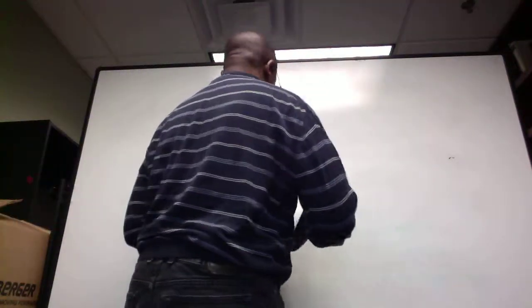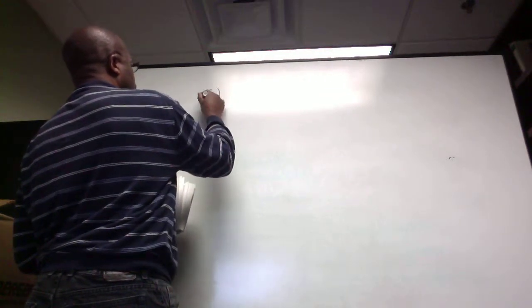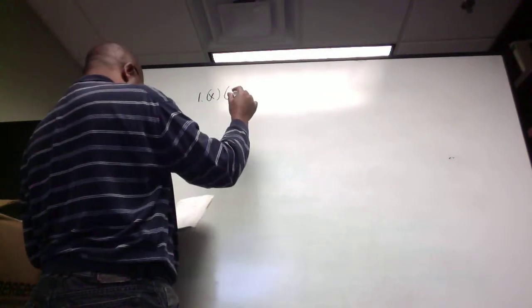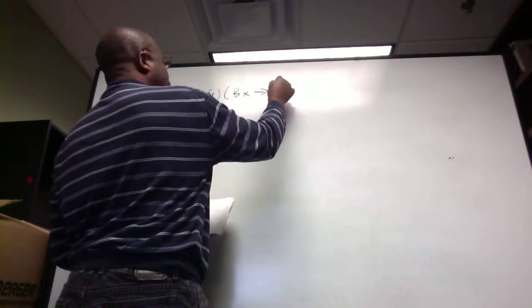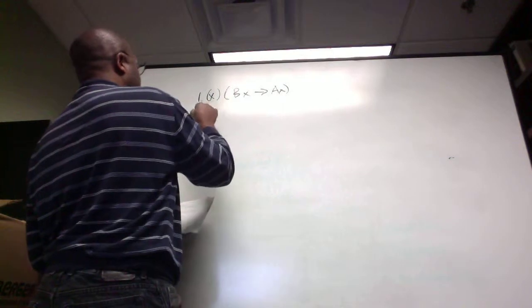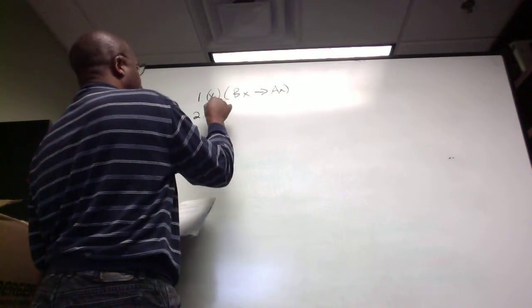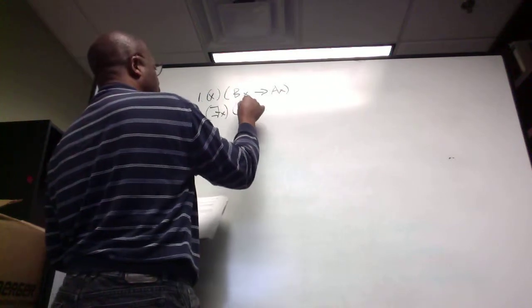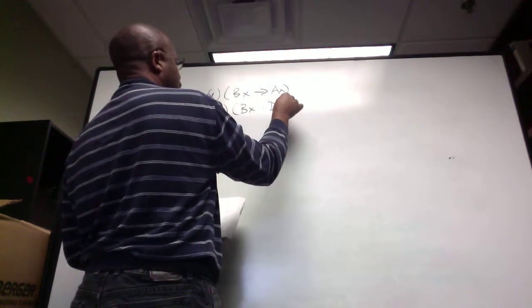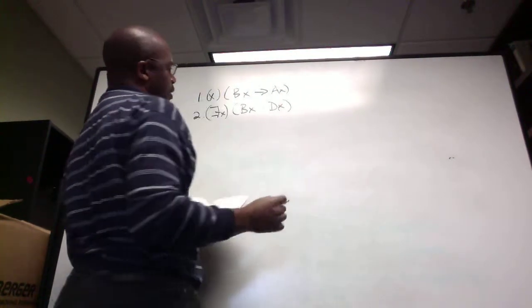And he gives you that scheme of abbreviation. And then what you have is this. 1, (x)(Bx ⊃ Ax). 2, this, (∃x)(Bx • Dx).